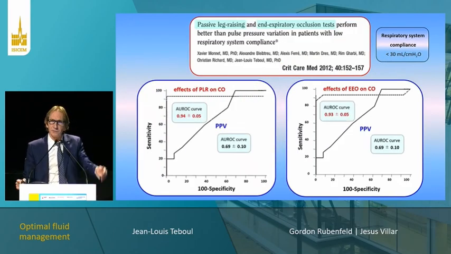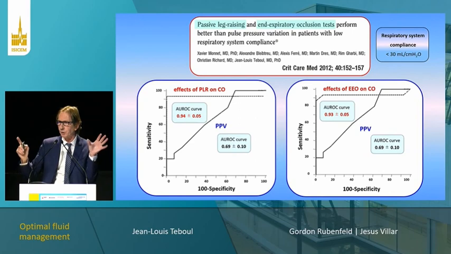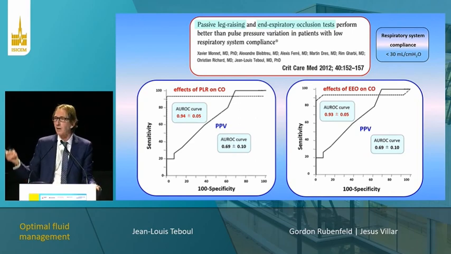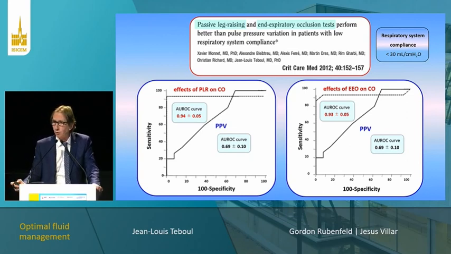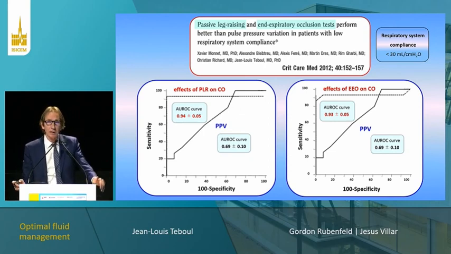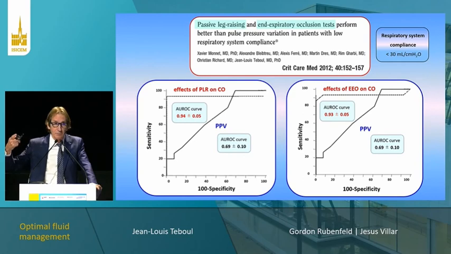These two dynamic variables, we tested with Xavier Monnet and others in my unit some years ago in ARDS patients. We chose patients with a respiratory system compliance less than 30 ml per centimeter of water. On the left part of the slide, we have the effects of PLR, passive leg raising, on cardiac output. As you can see, this prediction is far better in terms of area under the ROC curve, 0.94, compared to the prediction by pulse pressure variation alone, only 0.69. On the right part of the slide, the effect of end expiratory occlusion on cardiac output, the other test, and also the prediction is very good compared to pulse pressure variation.